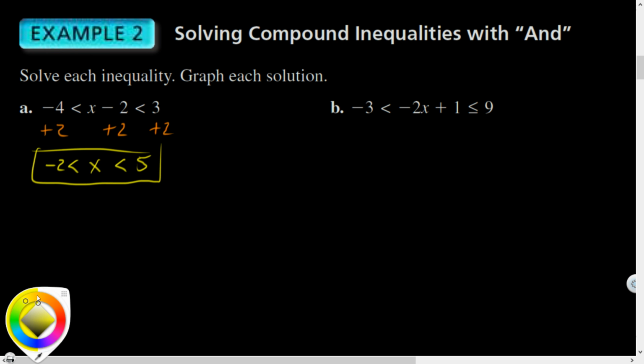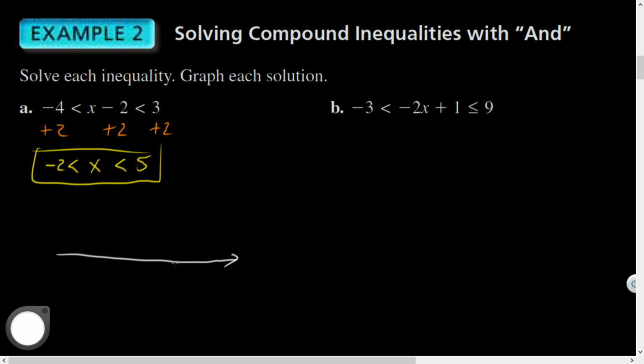Solved it. And to graph this, notice the x is in between the numbers, so the shading is going to be in between the numbers -2 and 5. Notice I make the 5 further away than the -2 from 0, right? And this will be open circle, and together now.